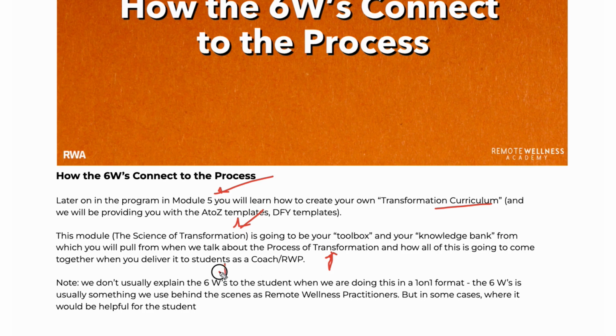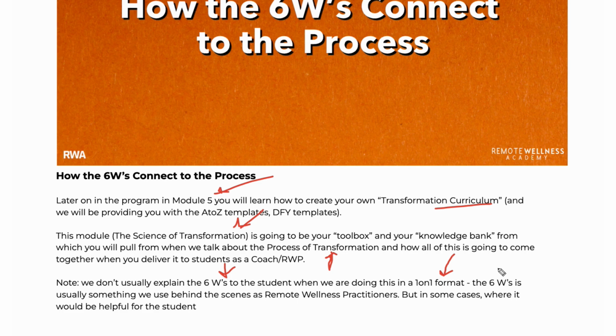Now, a real quick tidbit that I do want to mention is that we don't usually explain the 6 W's to the student when we are doing this in a one-on-one format. So when you get to later on inside of this program and you start to have clients, it's not like you're going to have a training where you go over the 6 W's and you go over this elaborate thing, right? In a one-on-one format, it gets very confusing, okay?